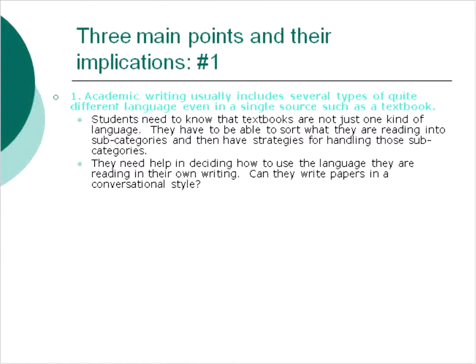3 main points and their implications. First, academic writing usually includes several different types of quite different language, even in a single source such as a textbook. So students need to know that textbooks are not just one kind of thing. They have to be able to sort out what they're reading into subcategories and then have strategies for handling those subcategories. They might even need to take a highlighter or a marker and subdivide the text as they go along to be able to find the different things.